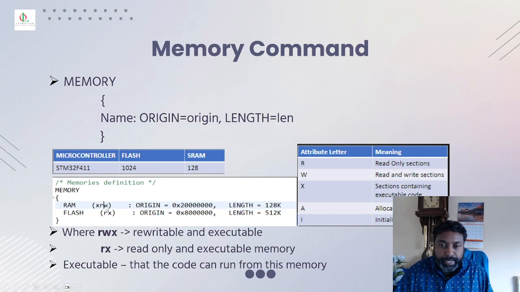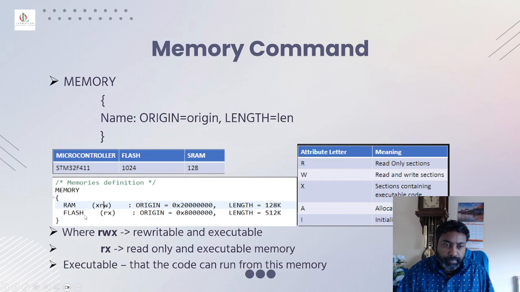For example, X is a section containing executable code. Yes, you can also save your program code and start to run your program from the RAM memory itself, in case there is not sufficient memory in the flash. R stands for read-only sections and W stands for read-write sections. RAM can be read and written, and executable, and that's what XRW denotes.